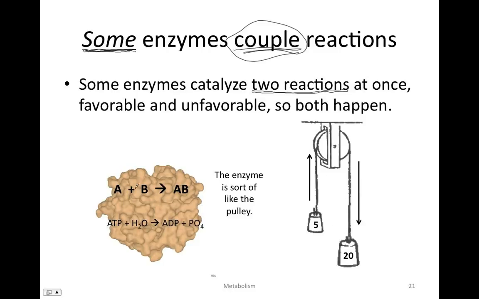So on this same enzyme, not only do we catalyze A and B becoming AB, but we also catalyze ATP getting hydrolyzed to ADP and phosphate. That is favorable, and this is unfavorable. Together, the whole thing will happen, so that the unfavorable thing happens because you're spending some ATP money, some ATP energy. You're dropping a heavy weight in order to lift the lighter weight. The enzyme is like the pulley. It's the thing that couples them together.